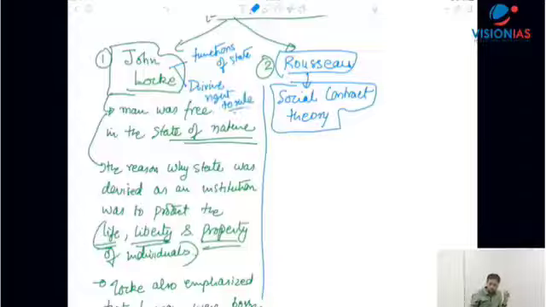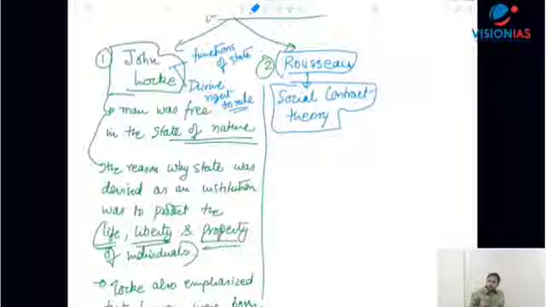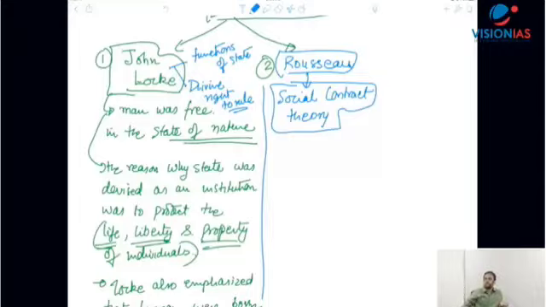Now, what is Rousseau doing? With a social contract theory, Rousseau is also debunking the idea of divine right to rule. The first thing that he says is that the state is coming into existence because all the people living in an area have made a contract amongst themselves. And with a contract that they've signed amongst themselves, they have appointed an authority which would govern them.